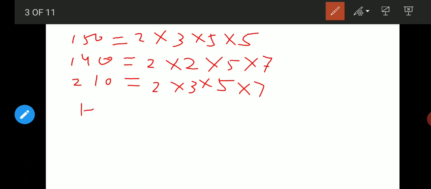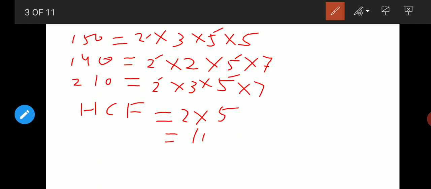Now the highest common factor, the HCF. How can we find the HCF? Which one is common? You can check here: this 2, this 2 and this 2 are common in all 3, so you write 2. 3 is not common. Only 5 is common: one here, one here and one here. So you write 5. 2 fives are 10, and that is your answer.